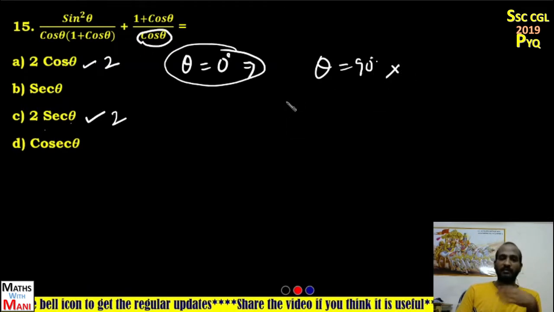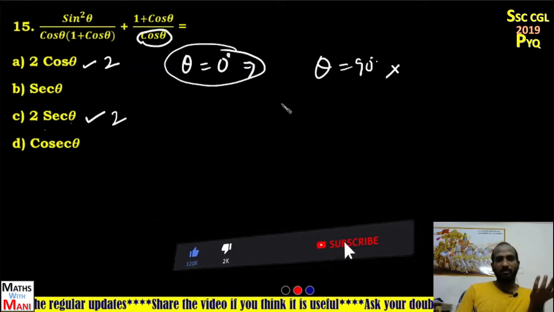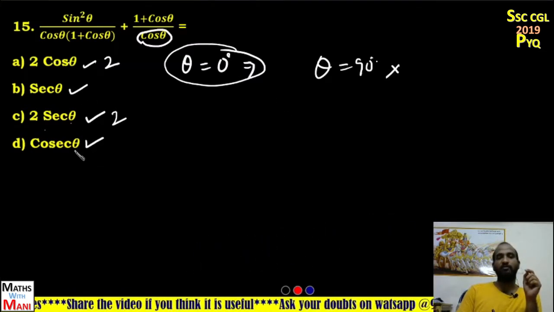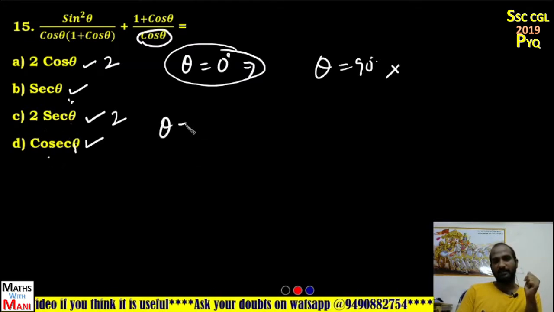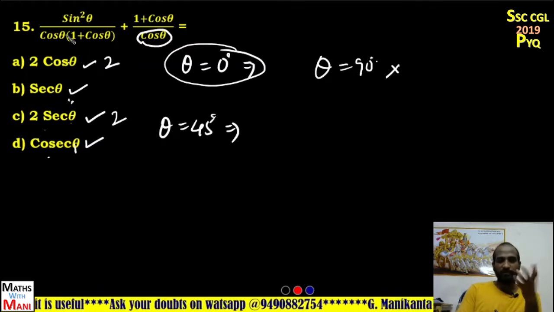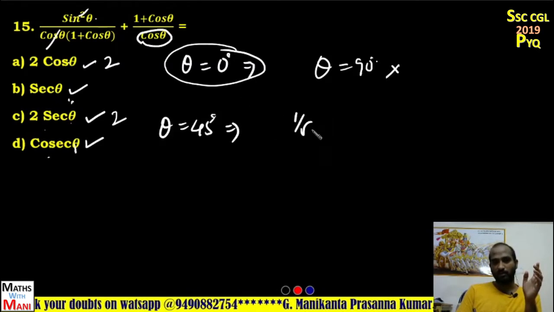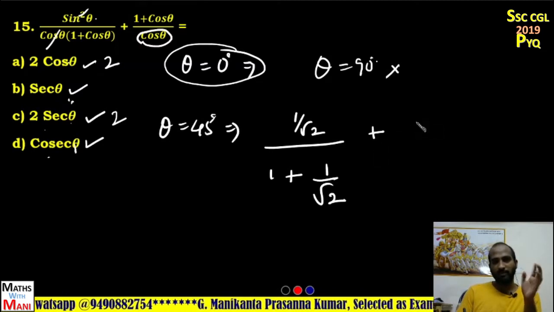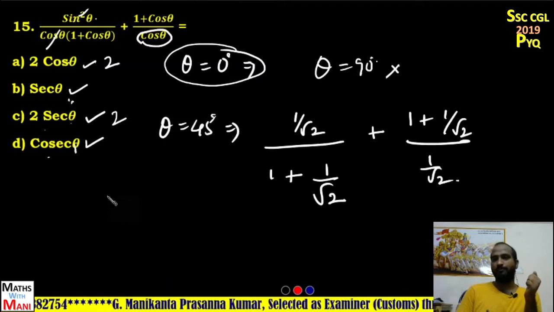So what should be the other values? Maybe theta 45. If I take theta 45, secant 45 and cosecant 45 are both the same, again two options are same. Let's see, suppose I take theta 45. Sin 45 and cos 45 are same, so one sin, one cos cancel. Sin 45, that is 1 by root 2, by 1 plus cos 45, 1 by root 2, plus 1 plus cos 45, that is 1 plus 1 by root 2 by 1 by root 2.